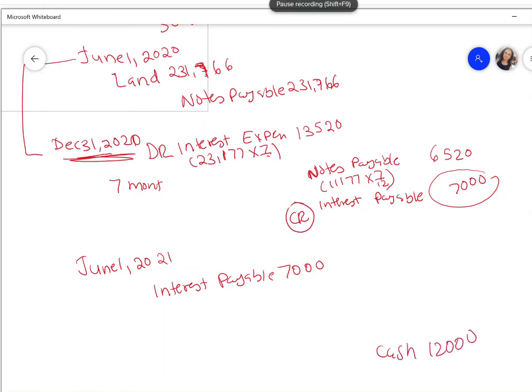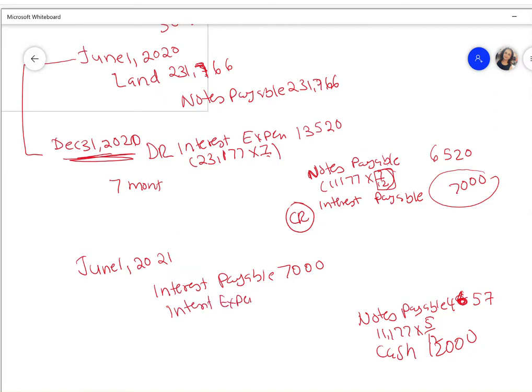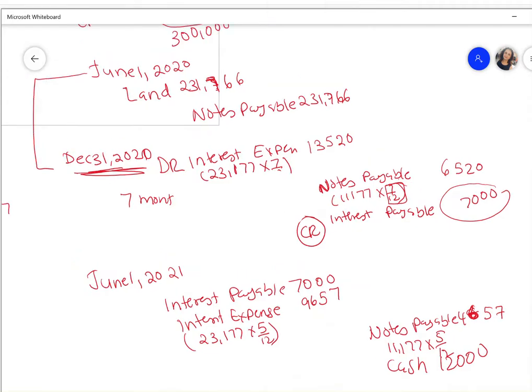We also already recorded the notes payable for the 7 months, and now we are going to record the notes payable for the next 5 months. I take the full amount that the payment was due times 5 divided by 12, and that will give me 4,657, and then I'm going to debit my interest expense. I think I had that number on my calculator, 9,657. How did I calculate that? I'm going to take my full year's interest, multiply by 5 divided by 12 to get $9,657.